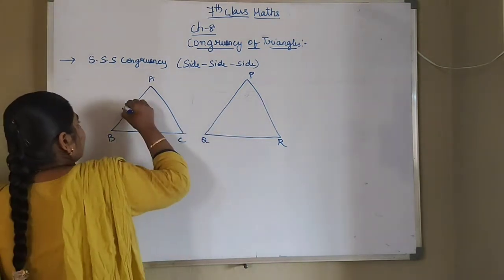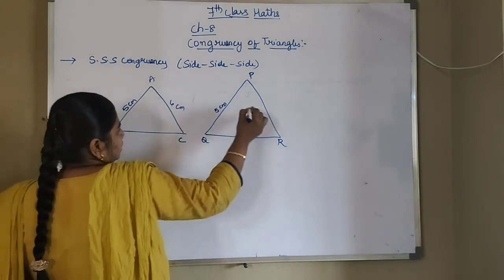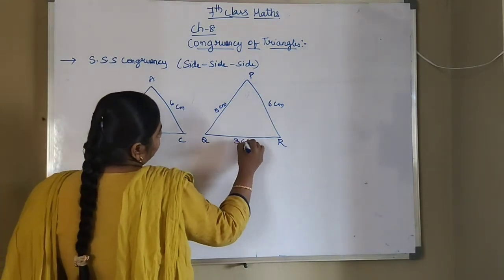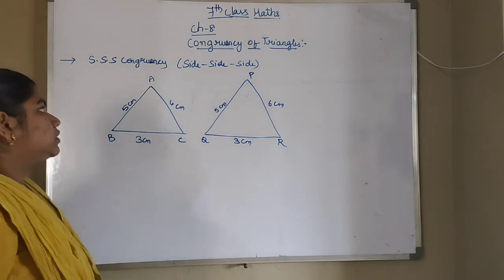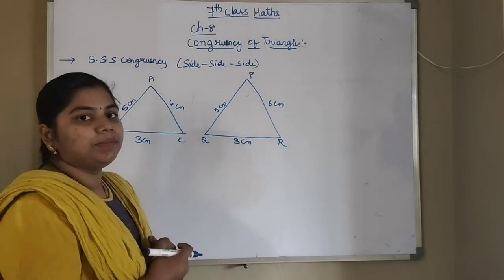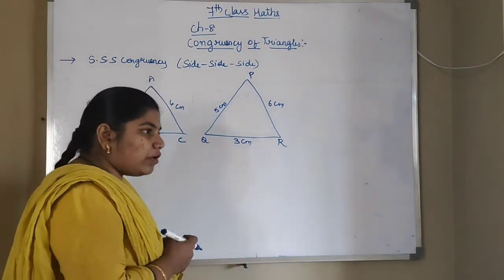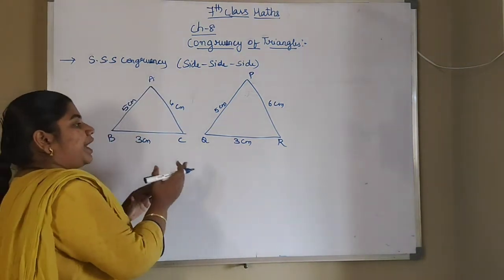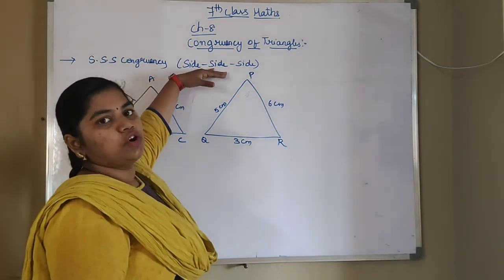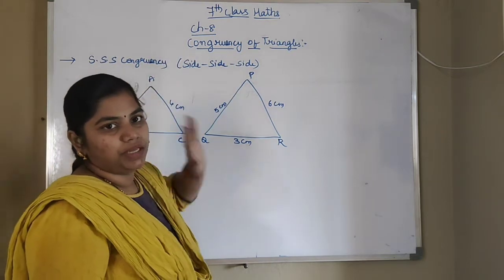Here I am taking 5 centimeters, here also 5 centimeters. 6 centimeters, 6 centimeters. 3 centimeters, 3 centimeters. Now what do you mean by side congruency? Already you know congruency means having the same shape and same size. We will call it congruent. Now I have to check whether these 2 triangles are congruent to each other by using side congruency. Side means all the 3 sides should be equal.